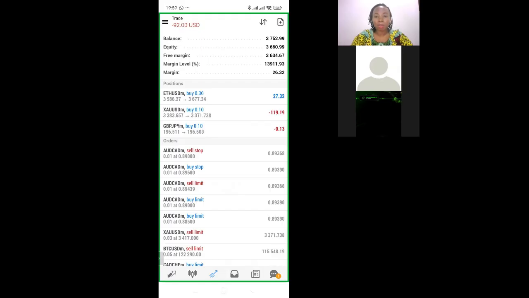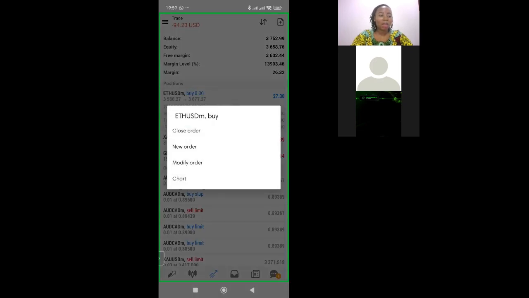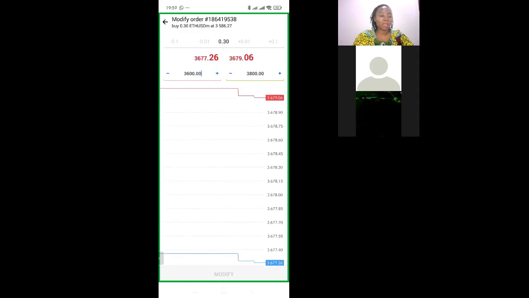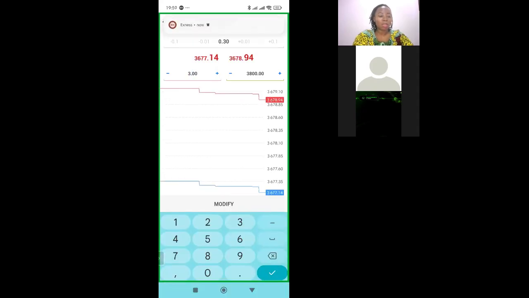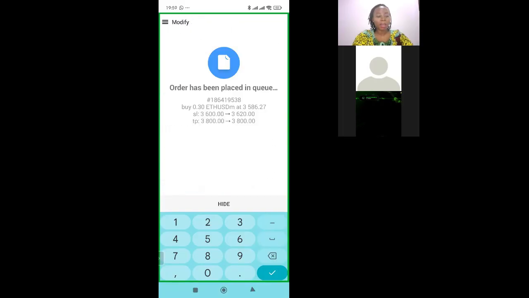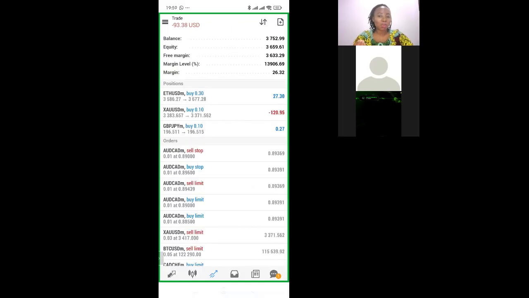So as it goes, maybe by the time it gets to 3710, I'm going to move my stop loss to, let's say, 3620, and then I'll click on modify. That way, I'm collecting a bit of the profits while moving with the market until it gets to my TP. Maybe there's a point where I'll be okay with the profits, and I can close the trade altogether.